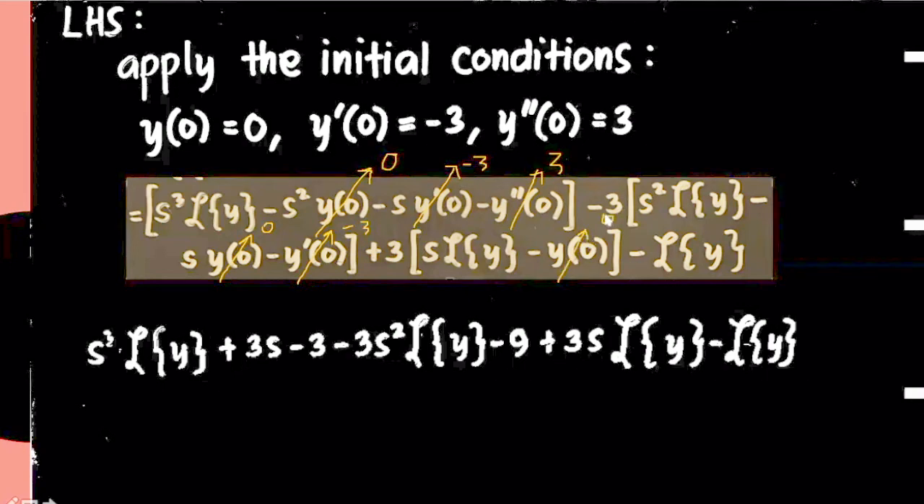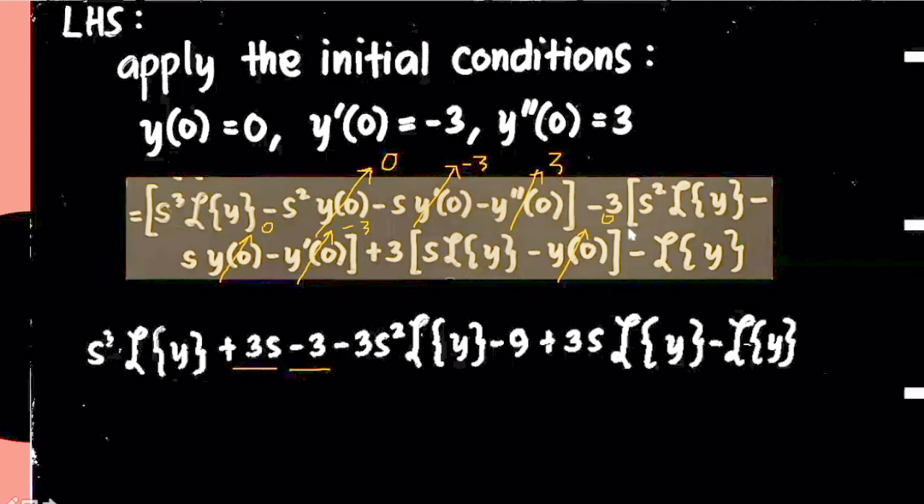Okay, let's now simplify. First term is s cubed, so you copy times the Laplace of y. Now, second term is s squared times 0, which is 0, so wala na tong term na to. The third term is negative 3 times negative s, so we have positive 3s. And the next is positive 3 times negative, so you have negative 3.